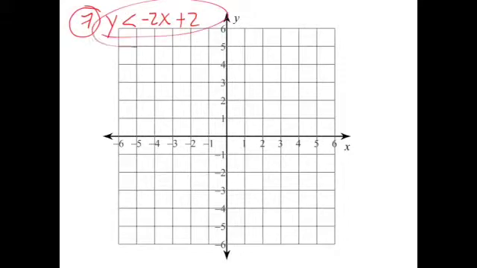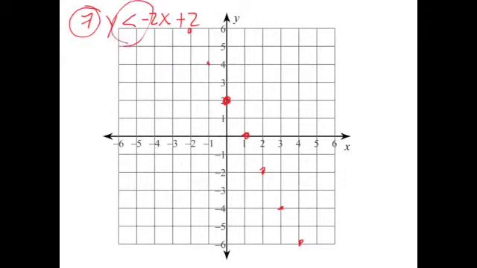Just pretend it says y equals negative 2x plus 2. That 2 would be the y-intercept. My slope is the number in front of x, which is negative 2, so I can go from my y-intercept down 2, right 1, and just keep doing that to get all of my different points. Or you can go the other way, up 2, left 1.